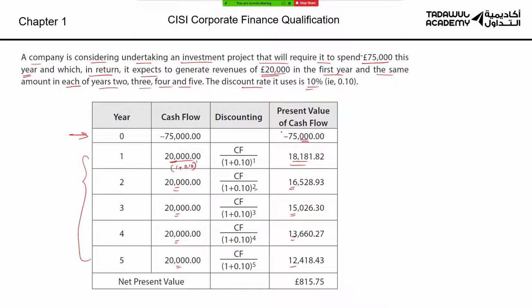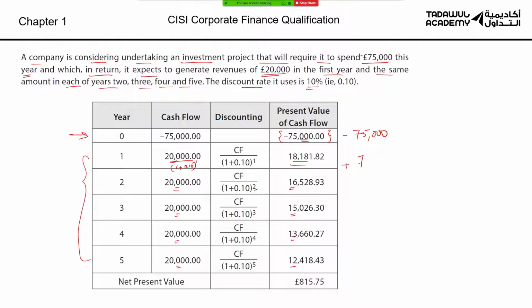So I'm going to invest £75,000. This is what's coming out of my pocket. And I'm going to get, let's just add all of these cash inflows together. So the 18,181.82 plus 16,528.93 plus 15,026.3 plus 13,660.27 plus 12,418.43.